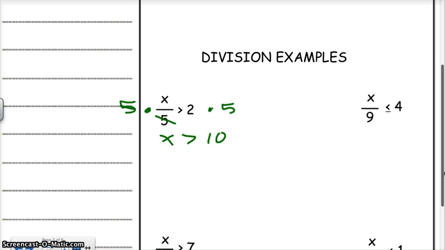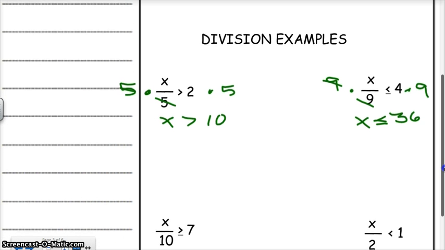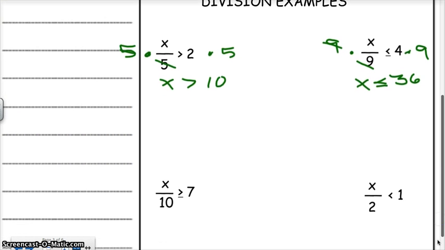Next one, x over 9 is less than or equal to 4. Over means divide. To undo divide, I am going to multiply. I have to do it to both sides to keep my balance. I get x is less than or equal to 36. Have you seen any negatives yet? No. Huh, I wonder why.